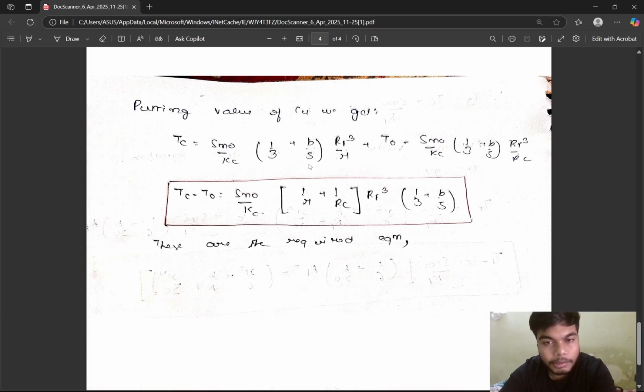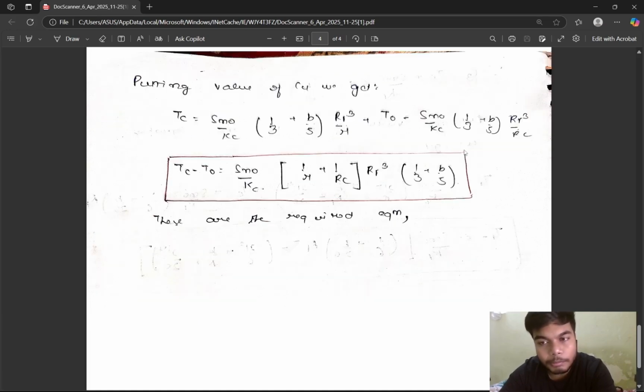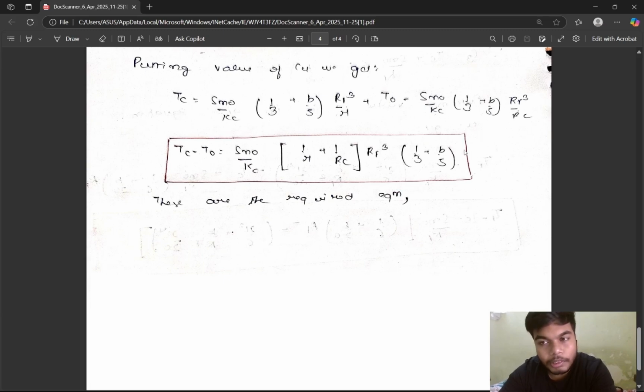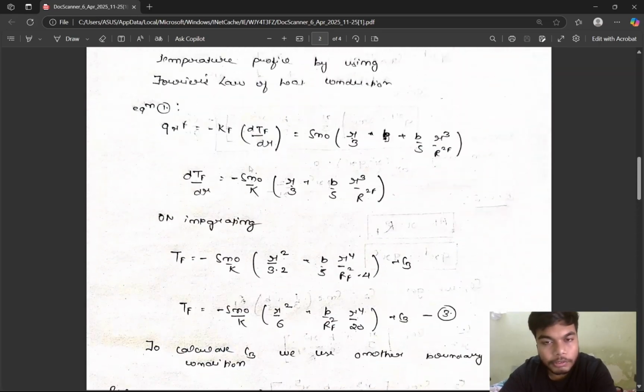So putting the value of C4, we get Tc is equal to Sn naught upon Kc into 1 by 3 plus B by 5 Rf cube upon R plus T naught minus Sn naught upon Kc into 1 by 3 plus B by 5 Rf cube upon Rc. So we will calculate Tc minus T naught, which will be equal to Sn naught upon Kc into 1 by R minus 1 by Rc into Rf cube into 1 by 3 plus B by 5. This is the temperature profile for the second case.